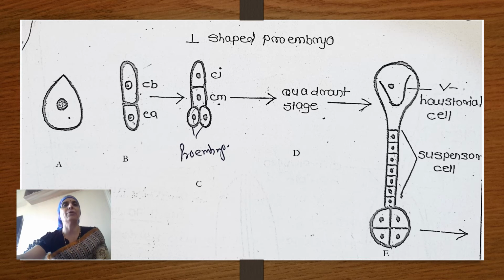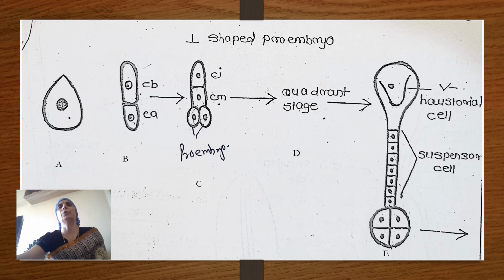Let us start with the zygote, which formed as a result of fusion of one of the male gametes with the female gamete because of syngamy. So this zygote is diploid. It undergoes mitotic division, giving rise to two cells transversely, Ca and Cb. Ca further divides vertically, giving rise to two cells, and Cb divides transversely giving rise to Ci and Cm. That is, an inverted T-shaped proembryo is formed.